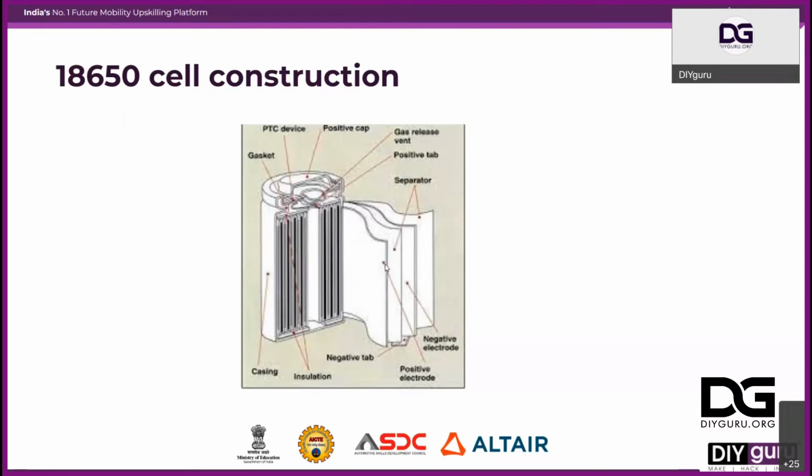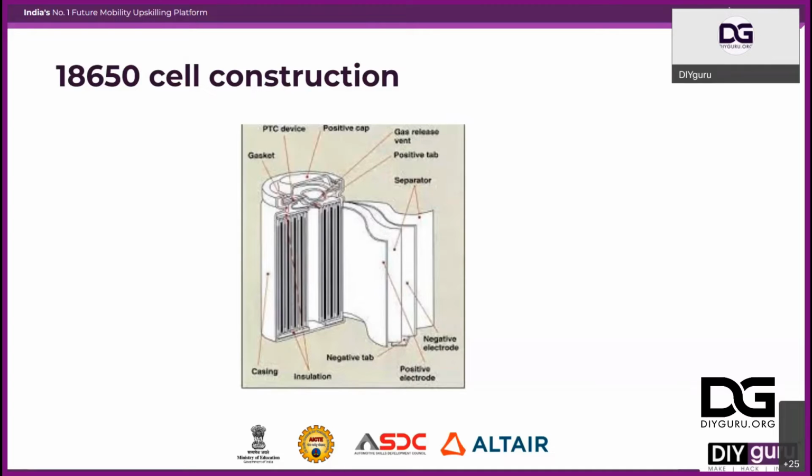Separators keep the electrodes, anode and cathode, apart from each other so that the ions can be reused. Then we have the PTC. PTC devices cut off the whole cell when there's an internal short circuit.